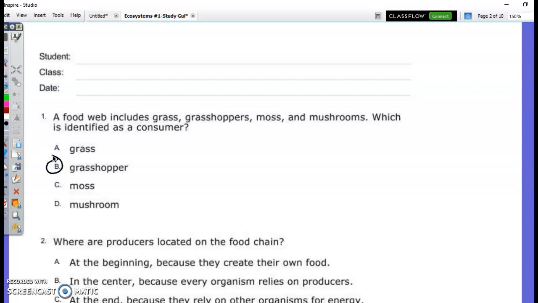Mr. Bullens, you just spent like 2 or 3 minutes on one question. Is that a normal amount of time? Yes. If you're annotating and doing what you're supposed to do, absolutely, that is a normal amount of time.